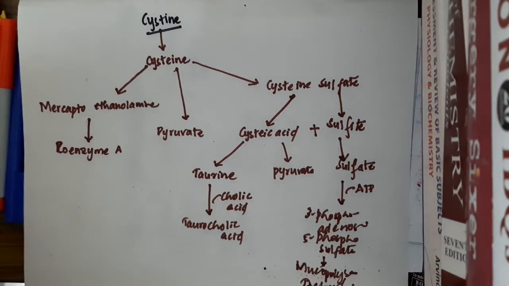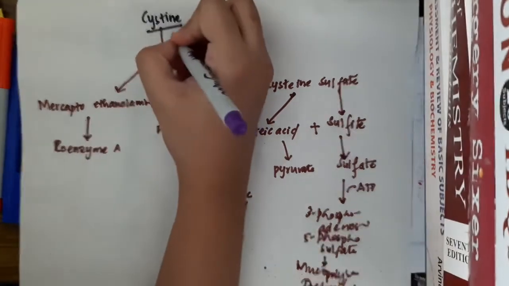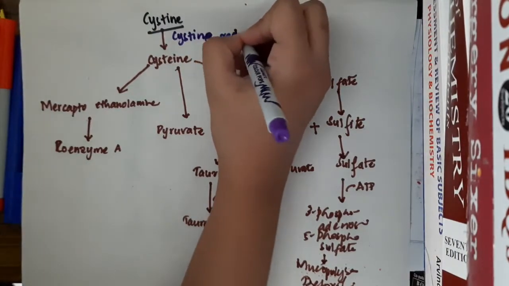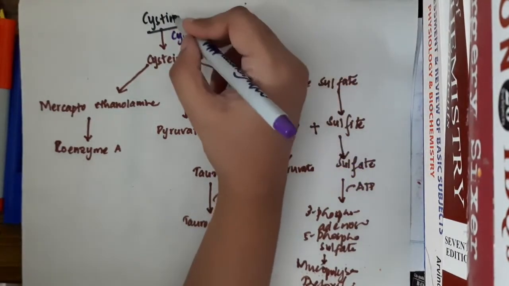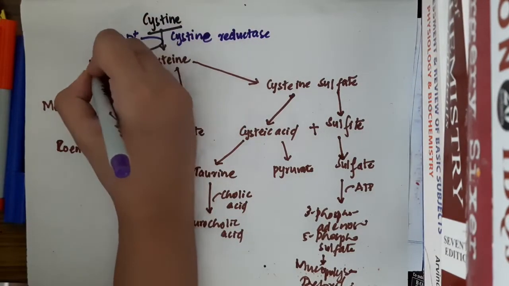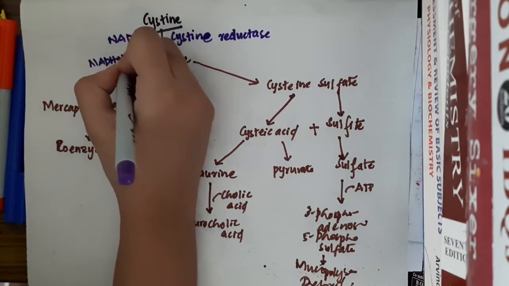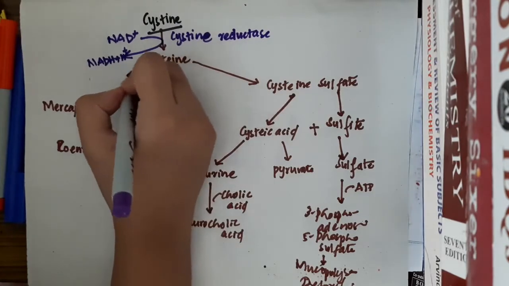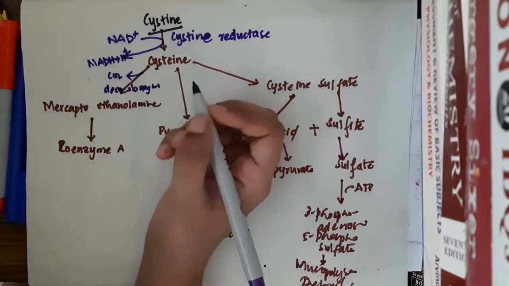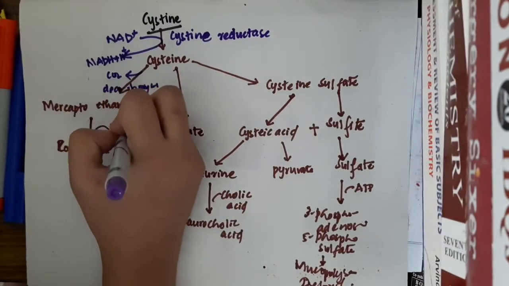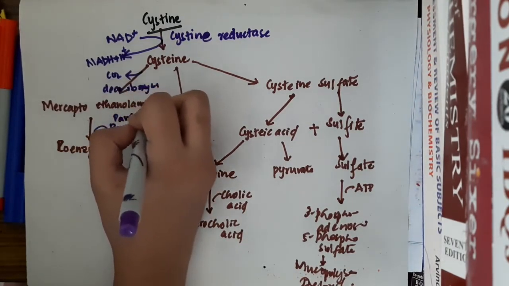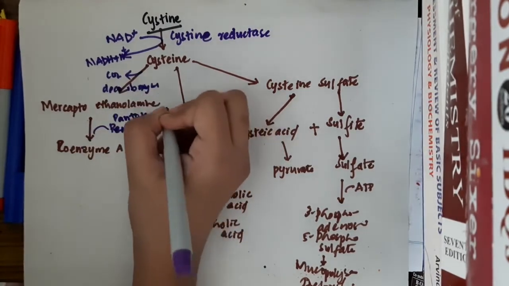Right. So, during the degradation of cystine to cysteine, we have the enzyme cystine reductase, which helps in the conversion of cystine to cysteine, and during this process NAD plus gets converted to NADH plus H plus. This cysteine undergoes decarboxylase and it forms mercaptoethanolamine, and this mercaptoethanolamine combines with pantothenic acid and it forms coenzyme A.